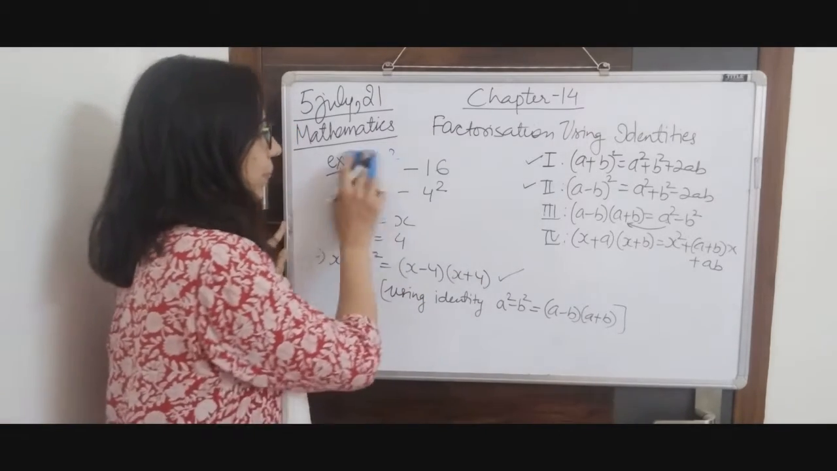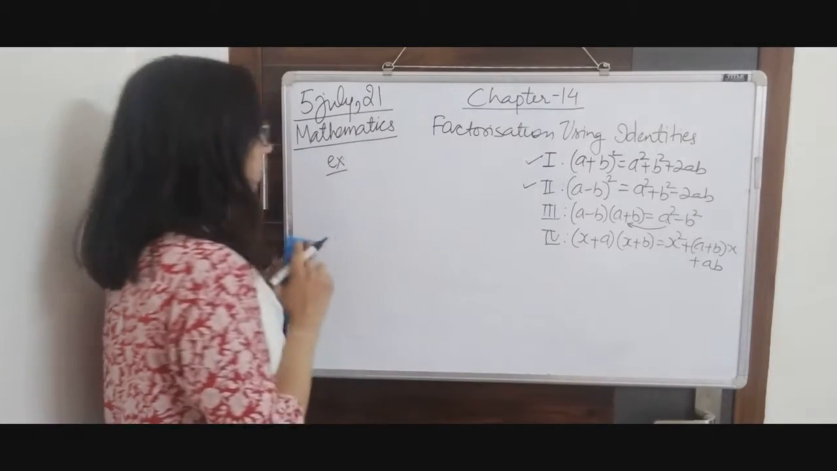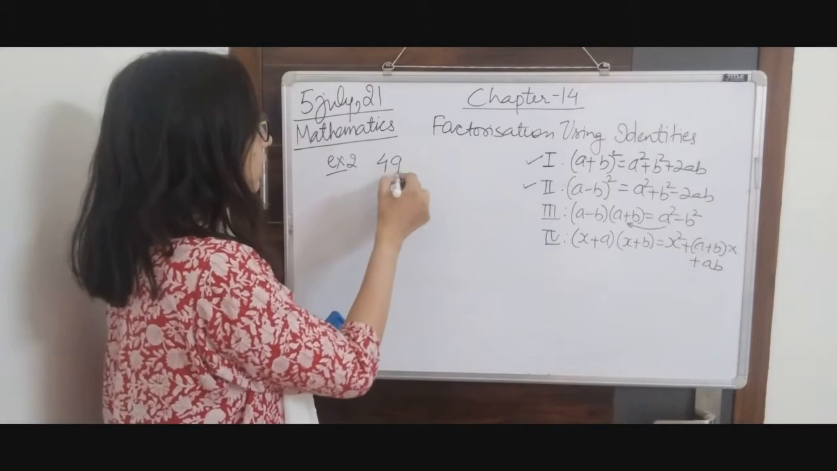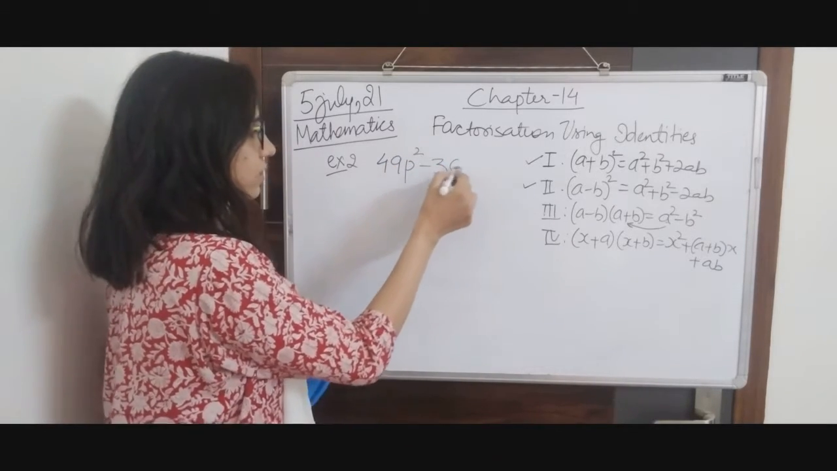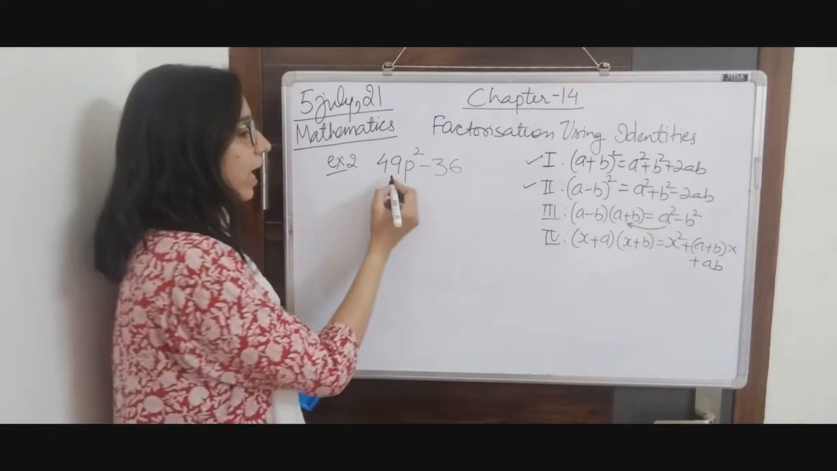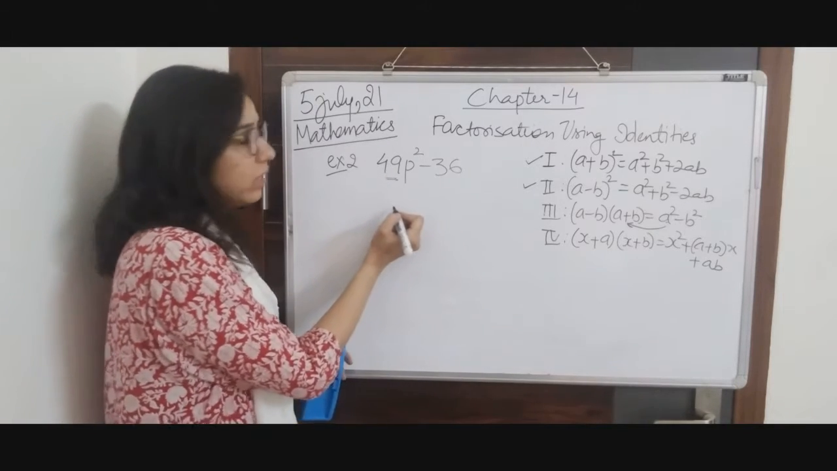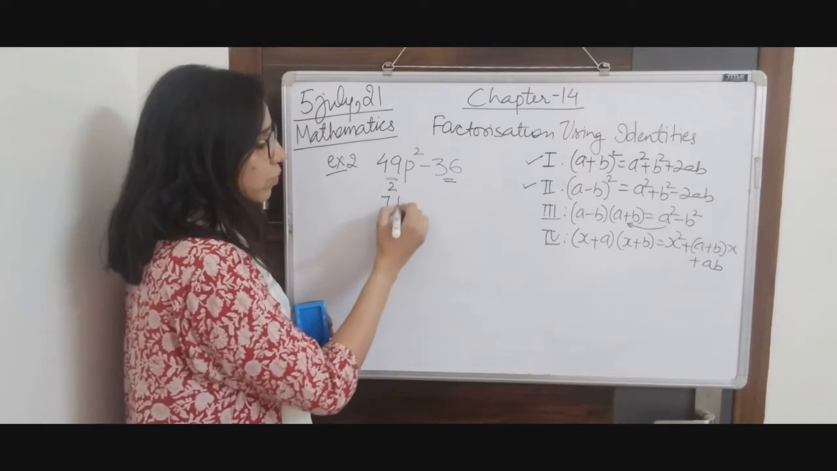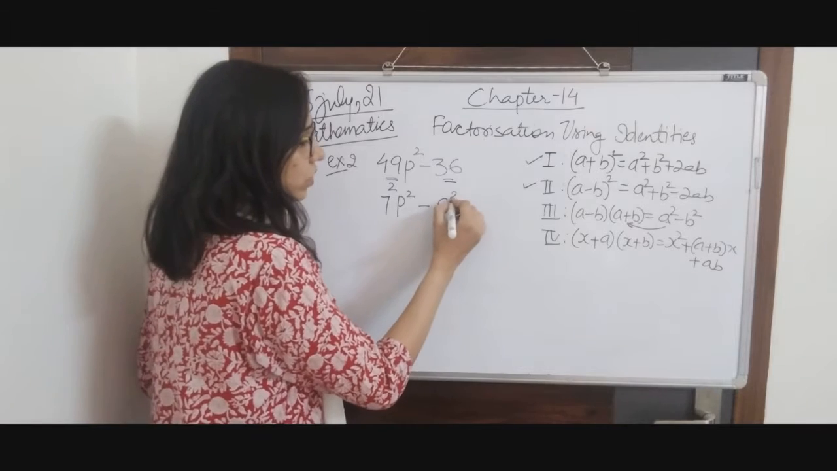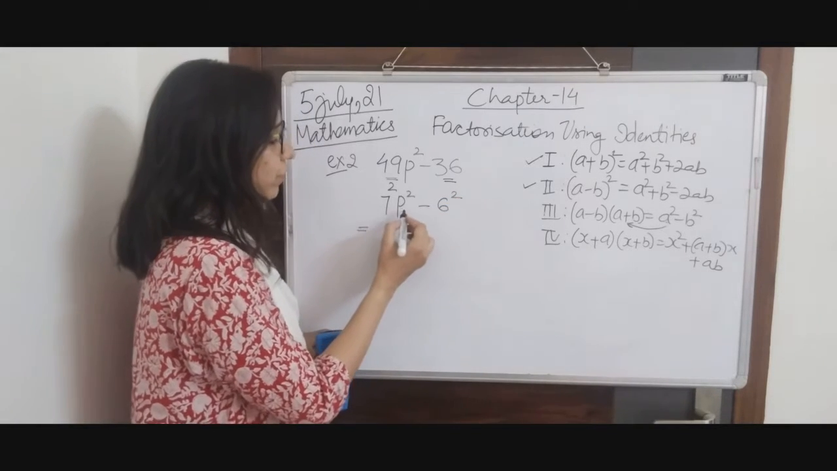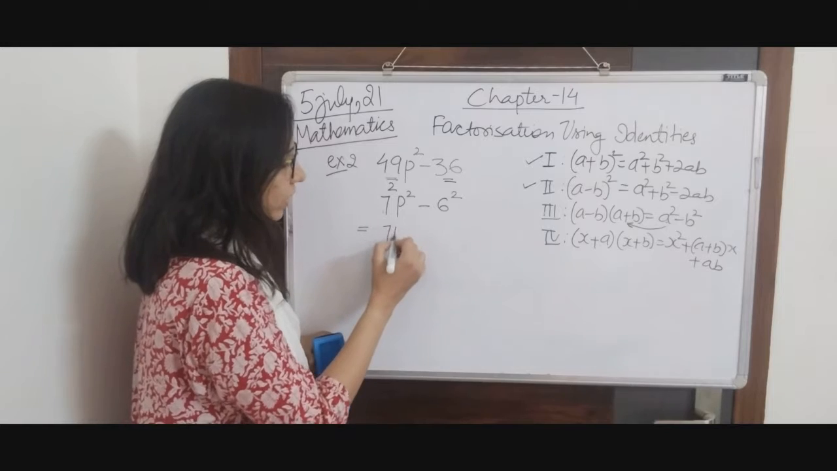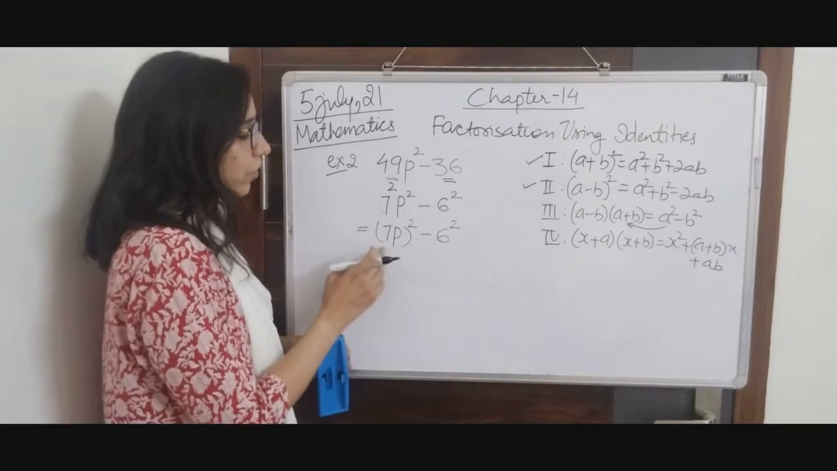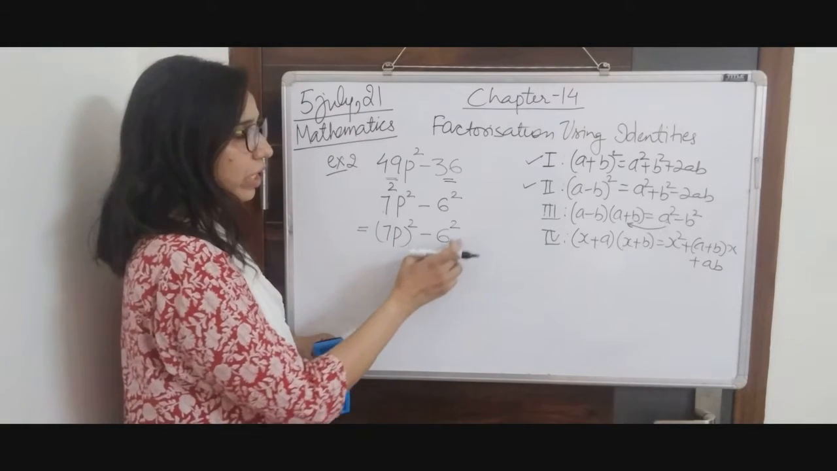Example 2. Suppose it is 49p square minus 36. Now you see that this number is the square of 7 and this number is the square of 6. So you can write this as 7 square p square minus 6 square. Because we have the square of both these terms, we can club them up and write it as (7p) square minus 6 square. Now it is the square of the first term minus the square of the second term.